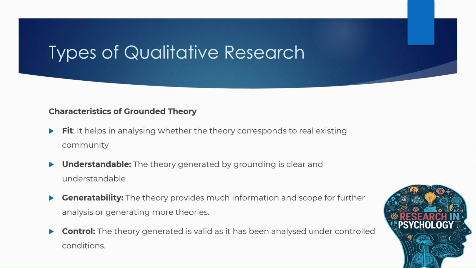The characteristics of grounded theory. The first we have is fit. So grounded theory helps in analyzing whether the theory corresponds to the real existing community or not. We have collected data, we have made a theory. Now grounded theory will tell whether it fits the community or not. The community which was under study, from which the data was collected, about which the theory has been proposed.